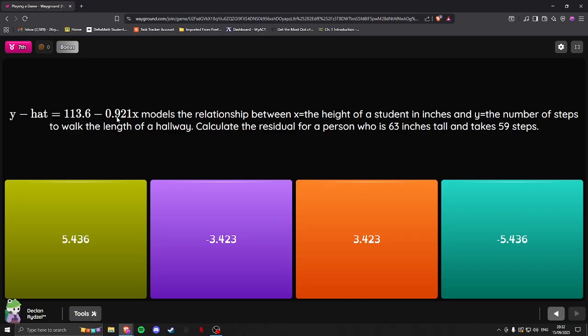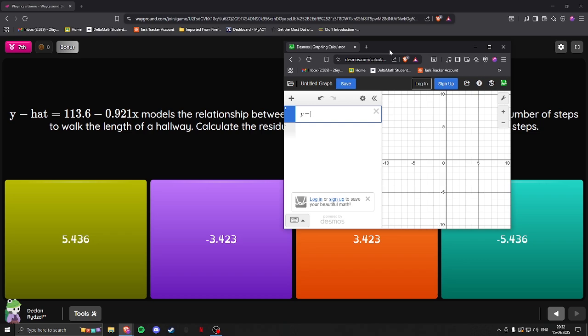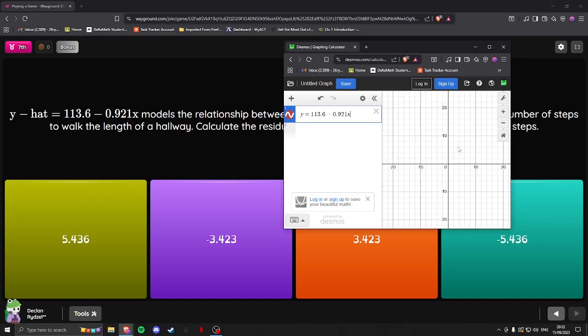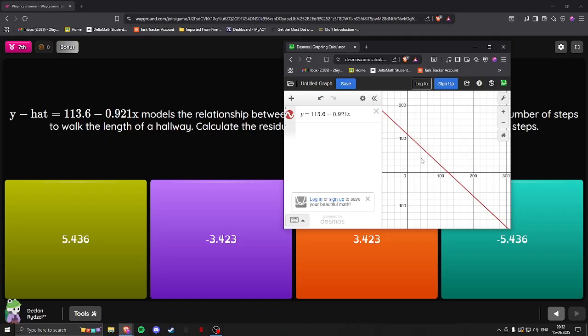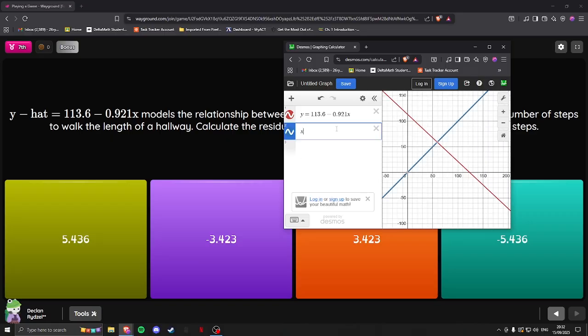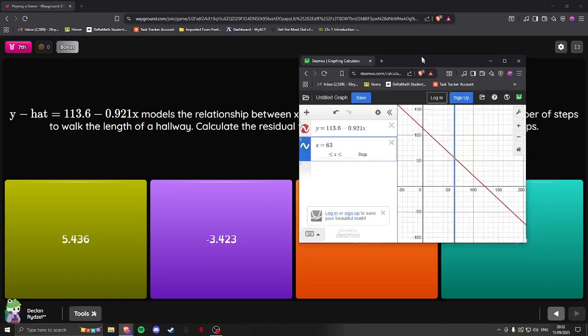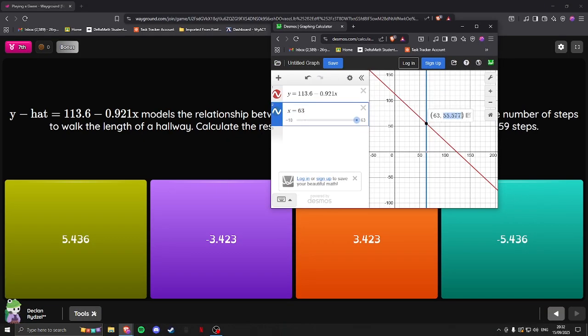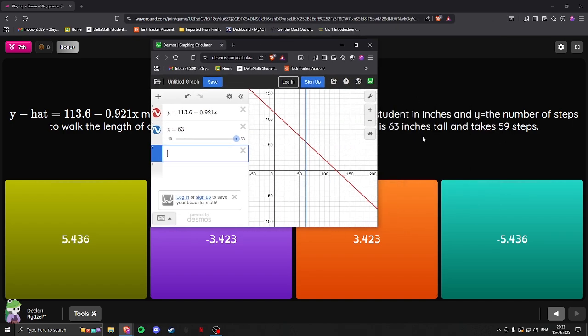means that we plug in 63 for our x. So y equals 113.6 minus 0.921x. Our line looks something like this. So if we find our point 63, that means we have 55.9. So that's our predicted value. So it wanted us to find the residual. So the residual is actual minus predicted. So then it gives us an actual value of 59. So that means it is 59 minus that, which is 3.423.